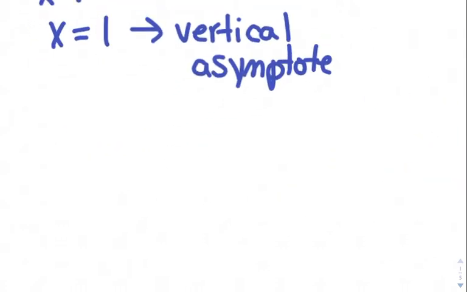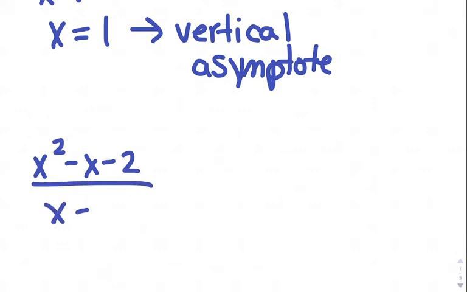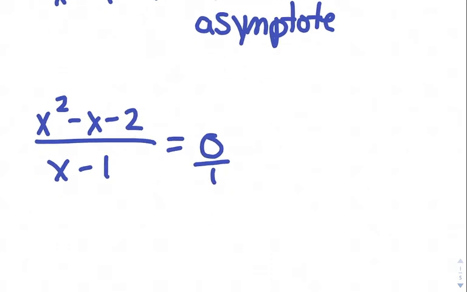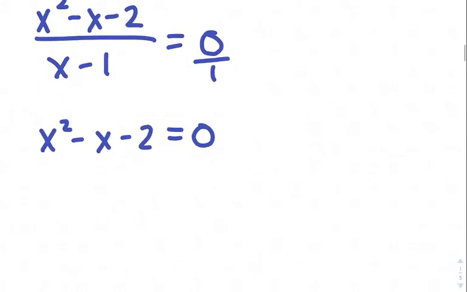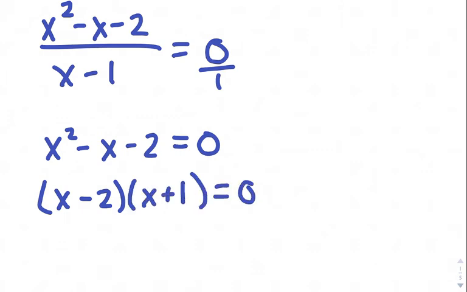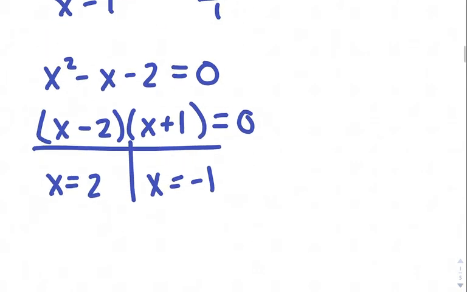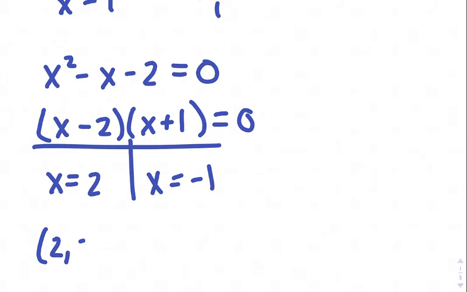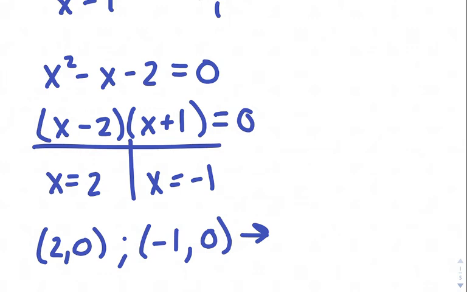So to find my x-intercepts, remember we set this whole equation equal to 0. So now I cross multiply. So put 0 over 1, and I get x squared minus x minus 2 equals 0. I can factor that now. So I get x minus 2 times x plus 1. And then I can set each side equal to 0. And that means my x-intercepts are at (2, 0) and (negative 1, 0). So again, that was to find your x-intercepts.